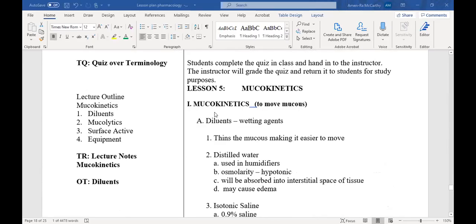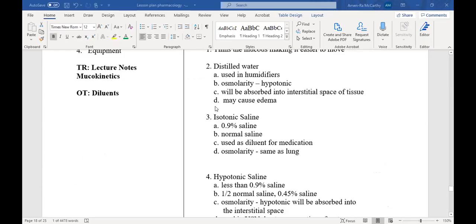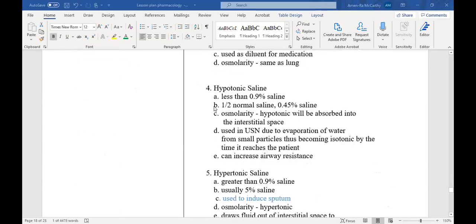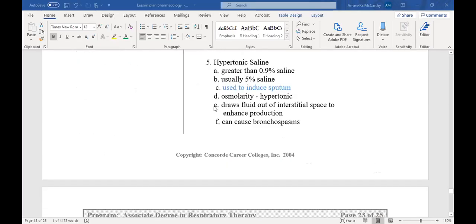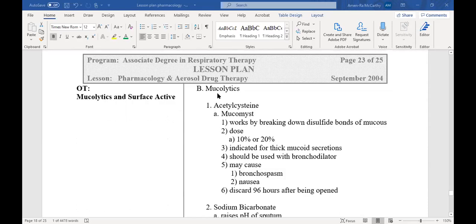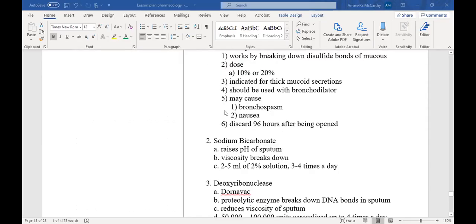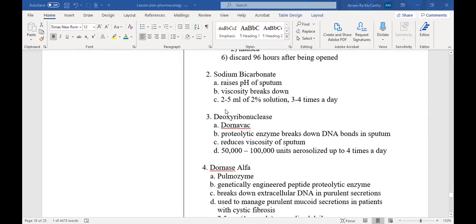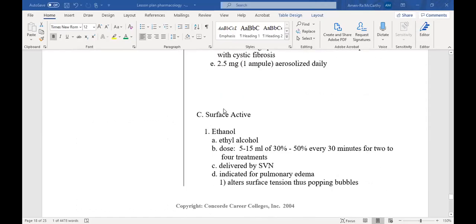Well, no, it's not done. Then you got the mucolytics, the mucokinetics or the mucolytic stuff that move mucus, right? Which is not only the isotonic saline, but hypertonic saline, hypotonic saline. Then you have the actual prescription mucolytics like Mucomyst, sodium bicarb, Dornase alpha. Then you have your surface acting drugs, which is alcohol. I know you didn't know that we used to nebulize vodka, okay? Just take some vodka and put it in a nebulizer. It has its reasons. We used to do that, and they do it every now and then.